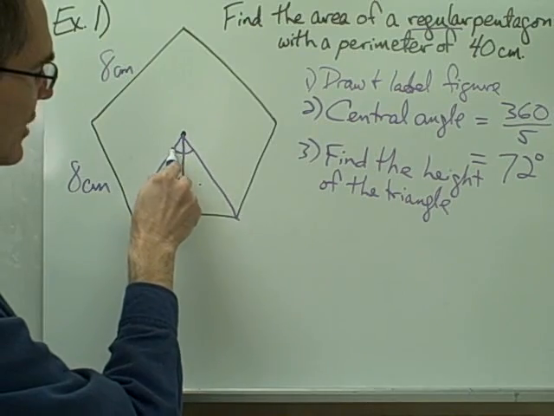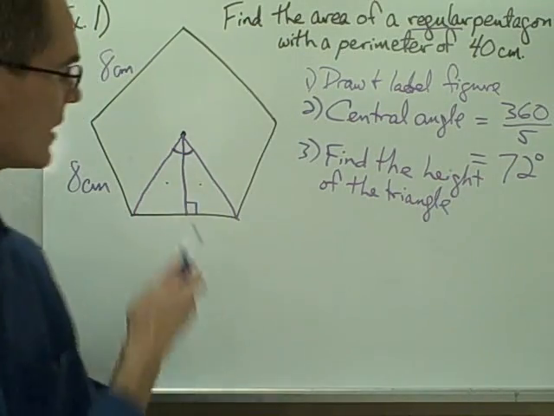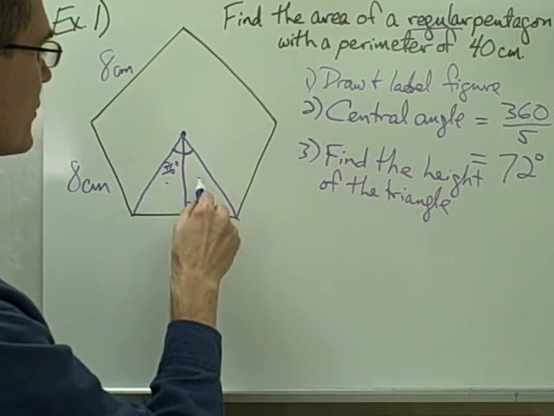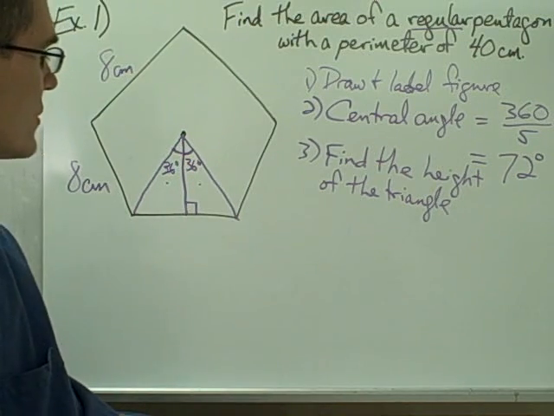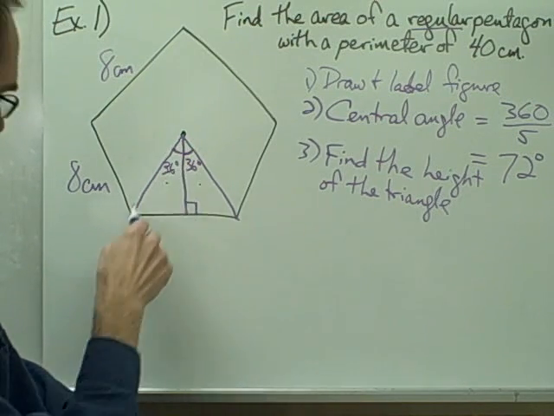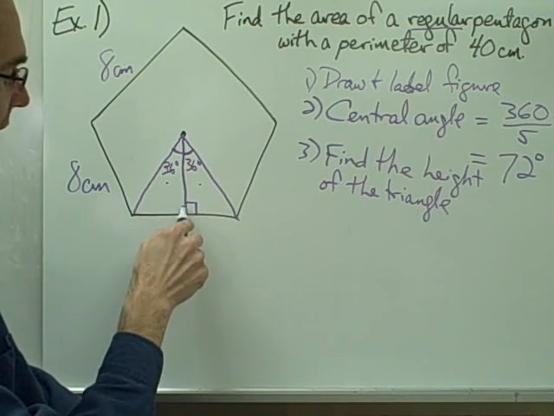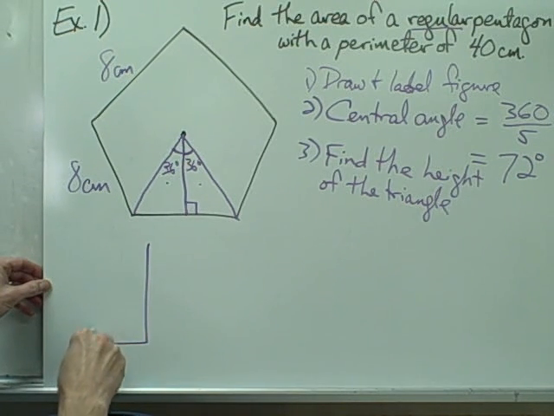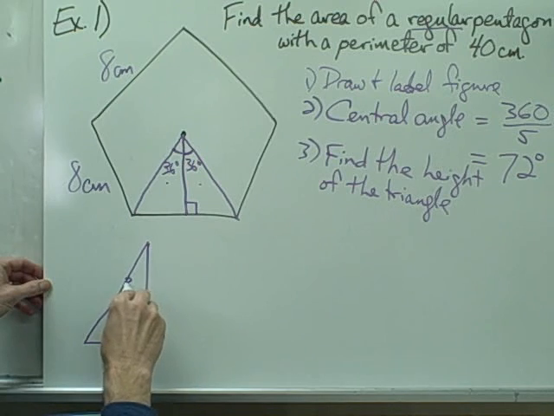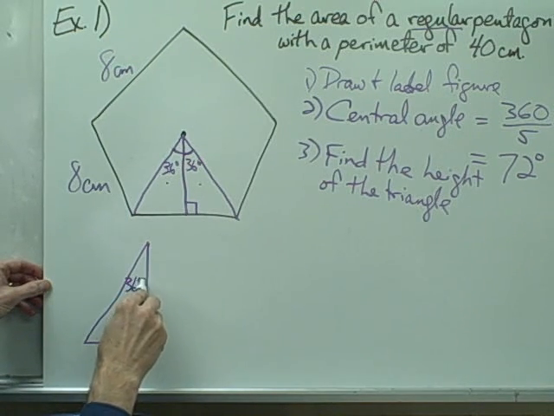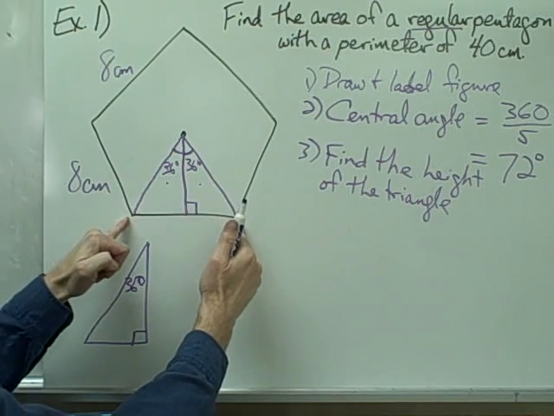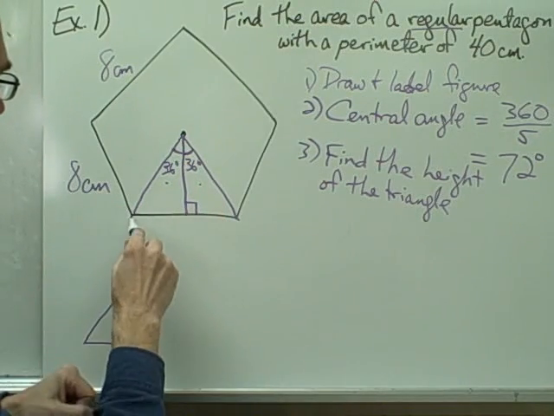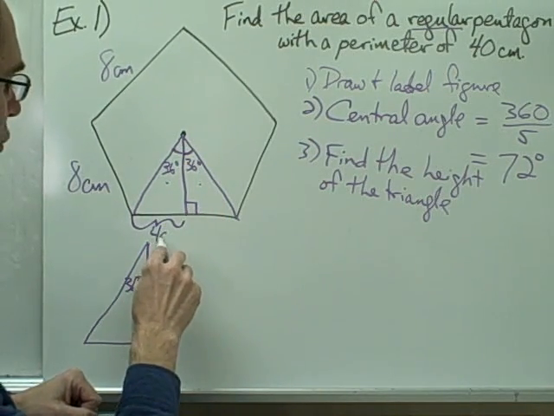That also means that this angle right here, which I just found is equal to 72 degrees, I have just bisected that angle. So this angle right here is 36 degrees. This one is also 36 degrees. Since I have an altitude right here, I've got a right angle, which means I have a right triangle. Let me break this triangle out down here. Here's this right triangle with an angle of 36 degrees. Also, since I know the length of this side is 8 centimeters, and since these two triangles are congruent, I know that this distance here must be 4 centimeters.